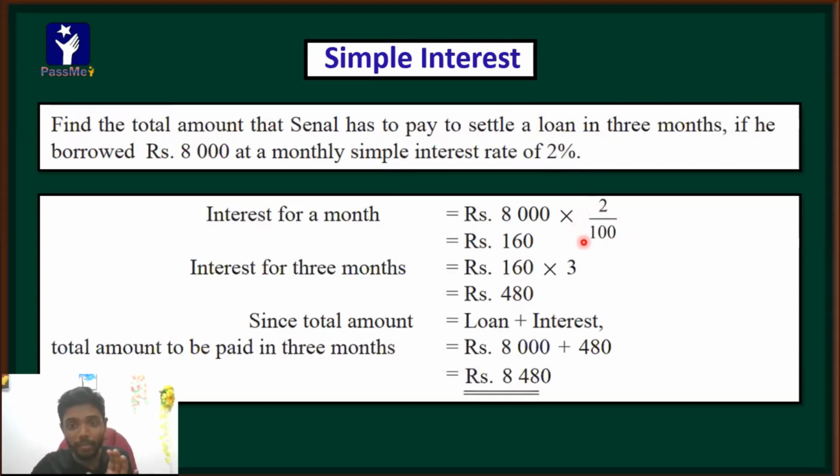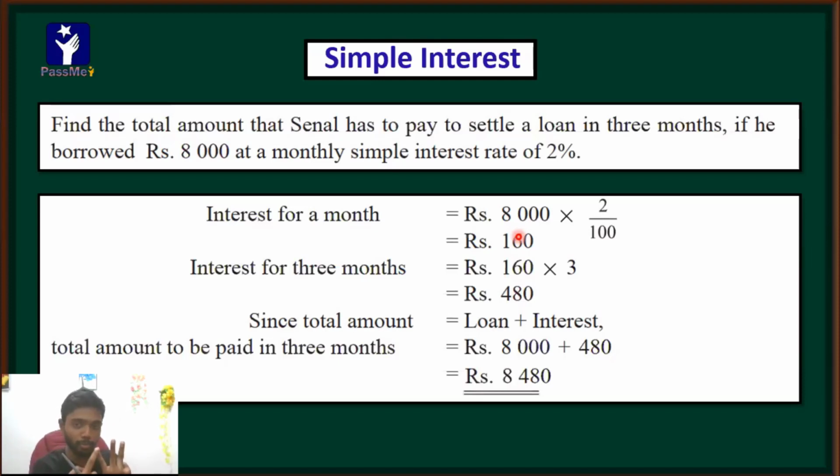But it is not 100 rupees that was taken, it is 8000. You have to multiply with 8000 and calculate the 1 month interest. Simple interest means each month you have 3 months. After 1 month you have to pay interest. After 2 months you have to pay interest. After 3 months you have to pay interest.